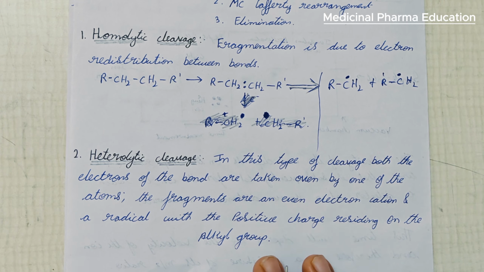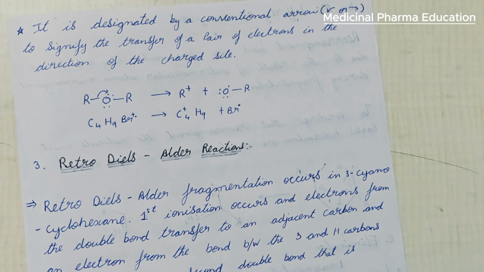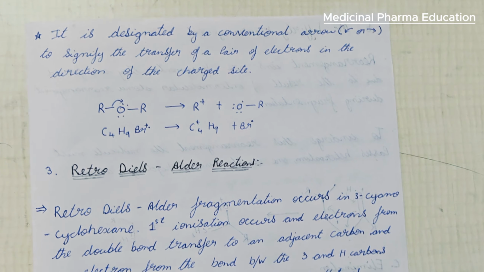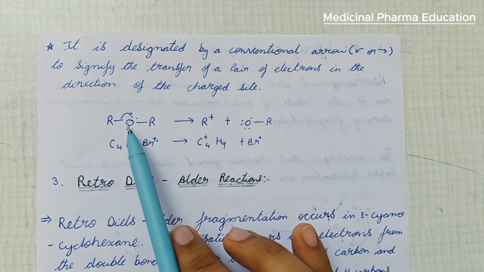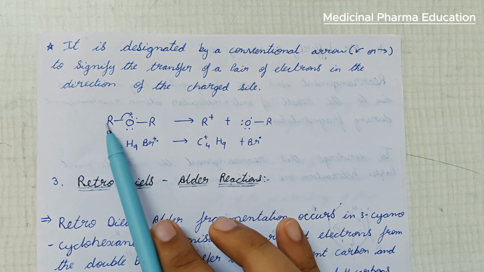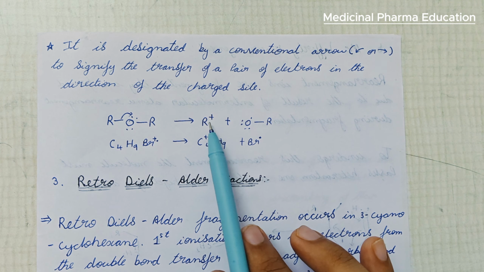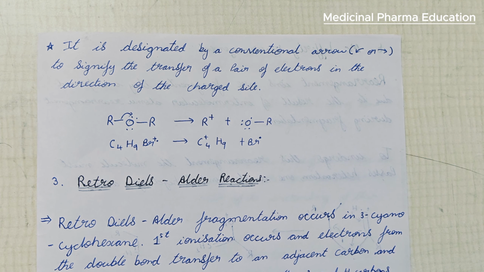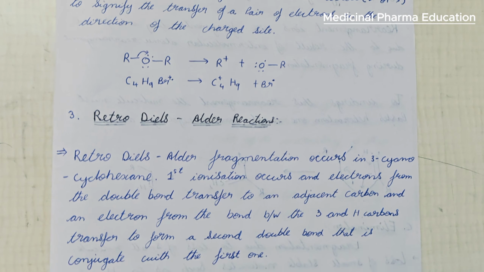Next, heterolytic cleavage. In heterolytic cleavage, the more electronegative atom takes both electrons and leaves the positive charge with the less electronegative atom. We'll see the examples. Here you see a more electron withdrawing atom, so it takes the electrons from the alkyl group also, and the positive ion is formed. This is an example of heterolytic cleavage. Just read and solve the reactions.